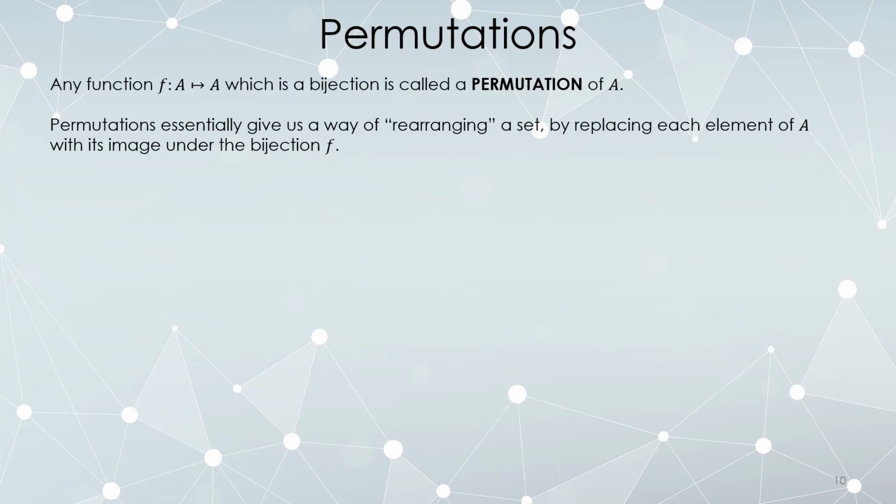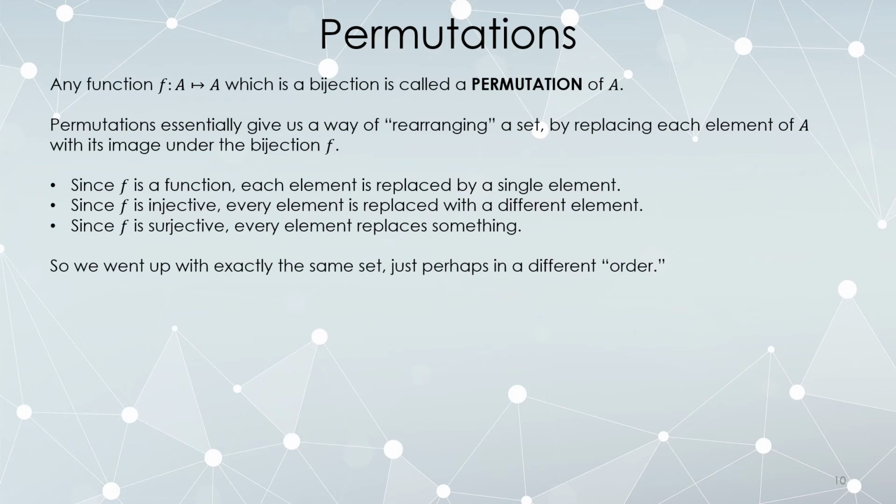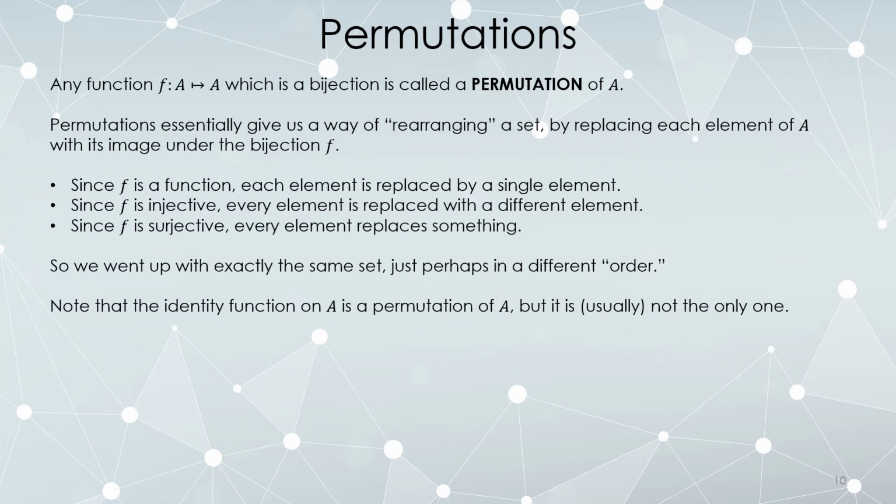Permutations essentially give you a way of rearranging a set. Replace each element of the set with where it goes under the map f. Because this is surjective, everything still shows up. Because it is injective, nothing shows up twice, so you essentially shuffle the elements around. Okay, so everything is replaced by a single element. Every element is replaced with a different element, and every element replaces something, so you move everything around. Perhaps in a different order, especially if this is a finite set. The identity function is technically a permutation, because it is a bijection whose domain and codomain are the same thing, but it's generally not going to be the only permutation.